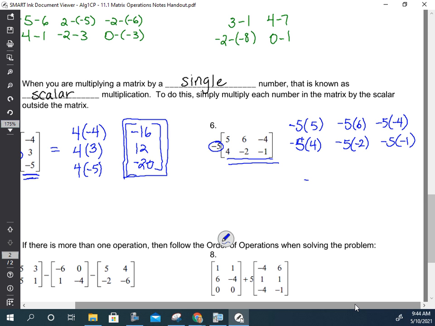So to solve this all out, negative 25, negative 30, positive 20. Remember, negative times negative is positive. Negative 20, 10, and 5.